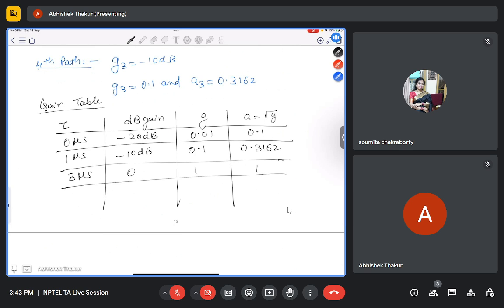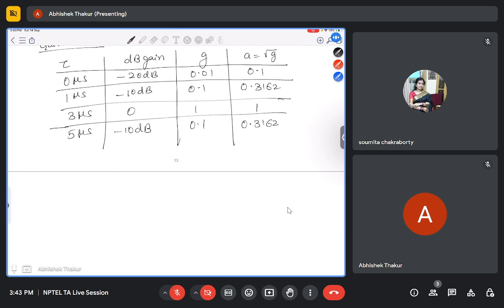And the fourth component arrived at 5 microsecond. And the gain was again minus 10 dB. So G was 0.1 and A was 0.3162. So this is the gain table.